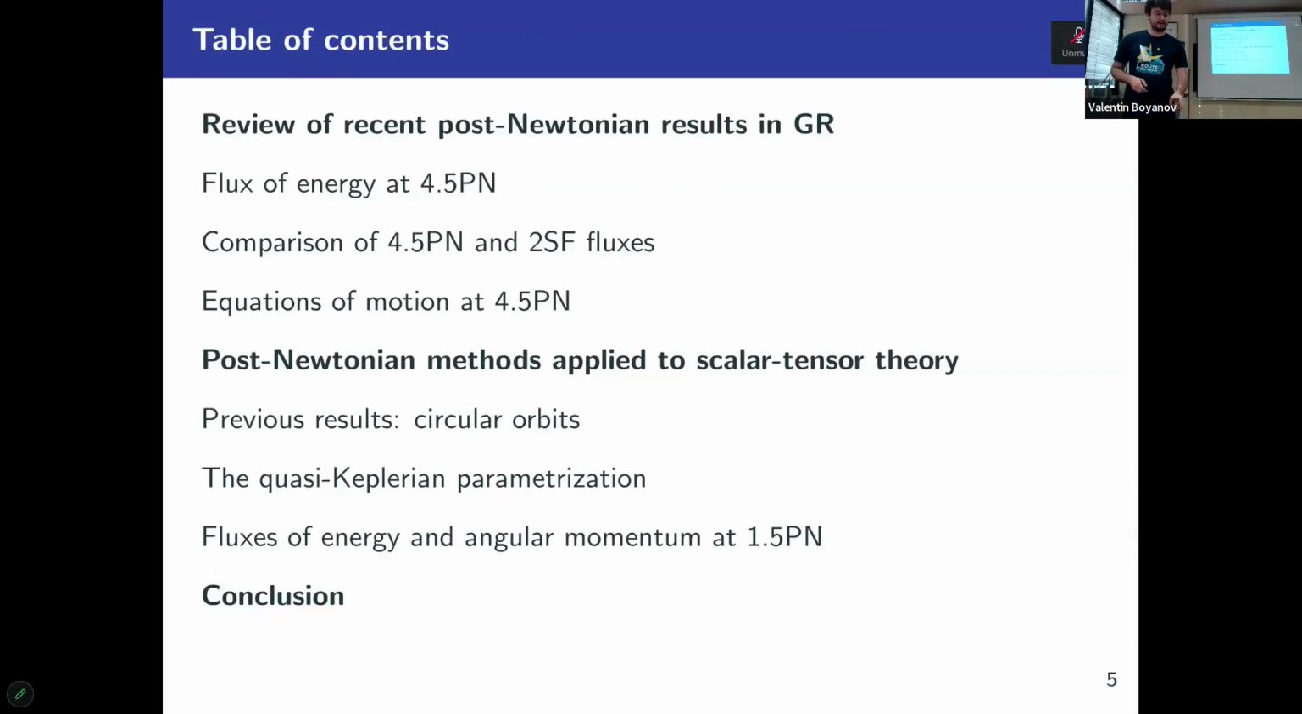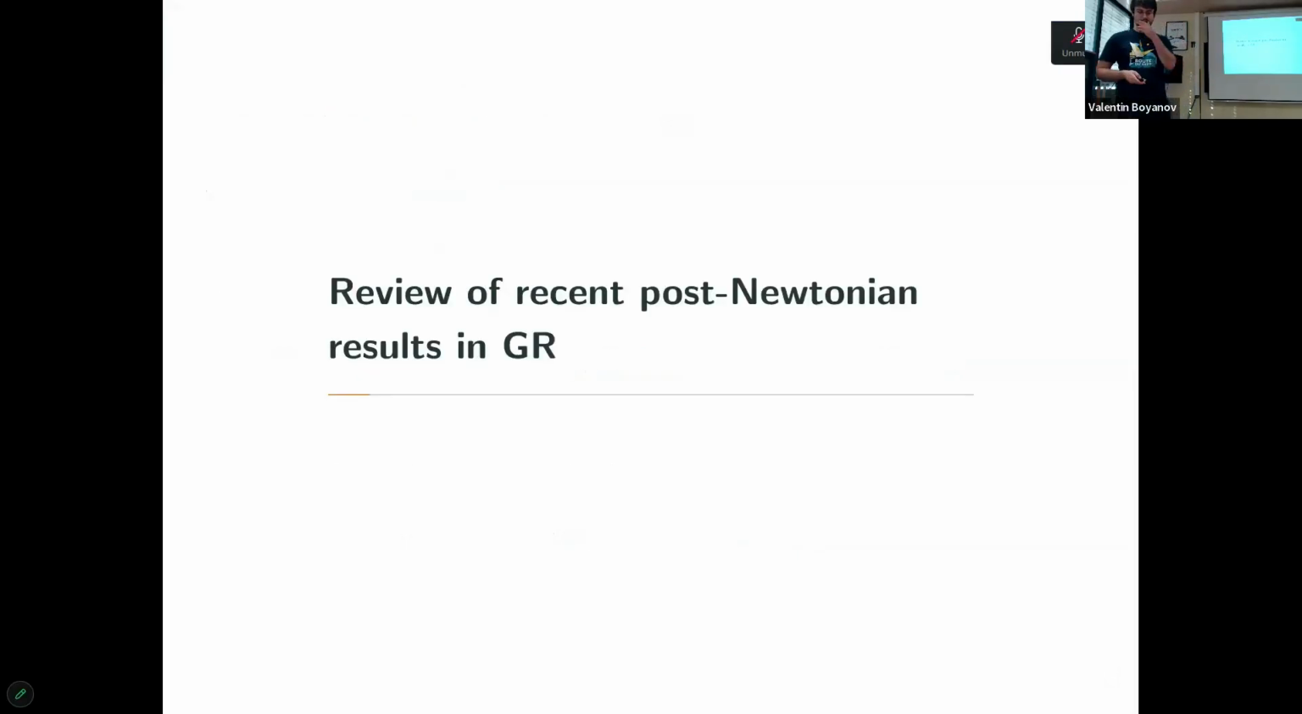In the first half of the talk, I'll be presenting results I've got in GR. I won't go into the details of how I derive them, but simply list some results and the main takeaways from them. In the second part, I'll be focusing more on results I got in a particular scalar-tensor theory for eccentric, or rather quasi-elliptic, orbits. I'll be delving a bit more into the technicalities in that second section.